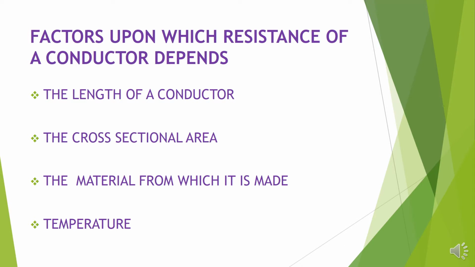So what are the factors upon which resistance of a conductor depends? One, the resistance of a conductor depends on its length. The longer the conductor, the greater the resistance. This is because a long conductor has more atoms and therefore it will obstruct the flow of electrons through that conductor, that material. The resistance of a conductor also depends on the cross-sectional area.